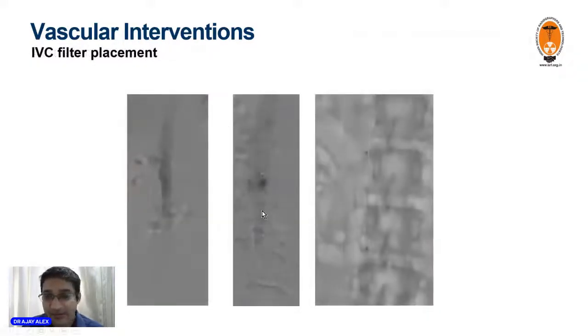This is basically placement of an IVC filter. This is done also in patients who are having deep venous thrombosis of the lower limb. This is done in order to prevent life-threatening pulmonary embolism in patients with dislodgement of the lower limb thrombus in a case of DVT.